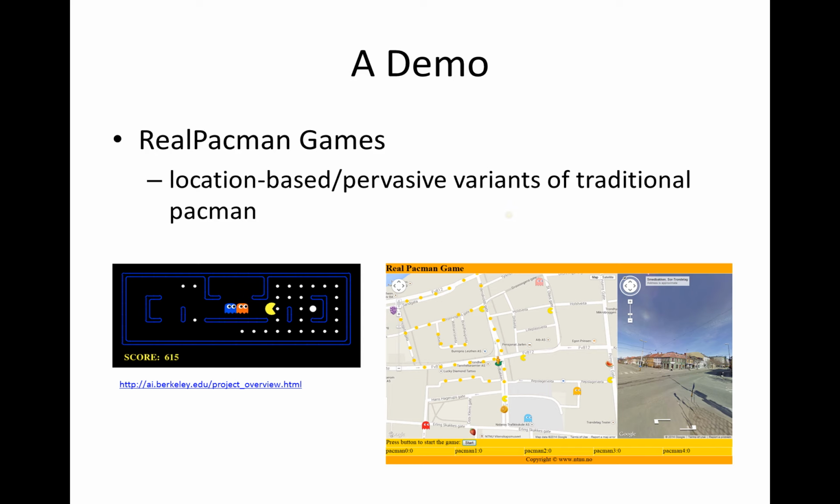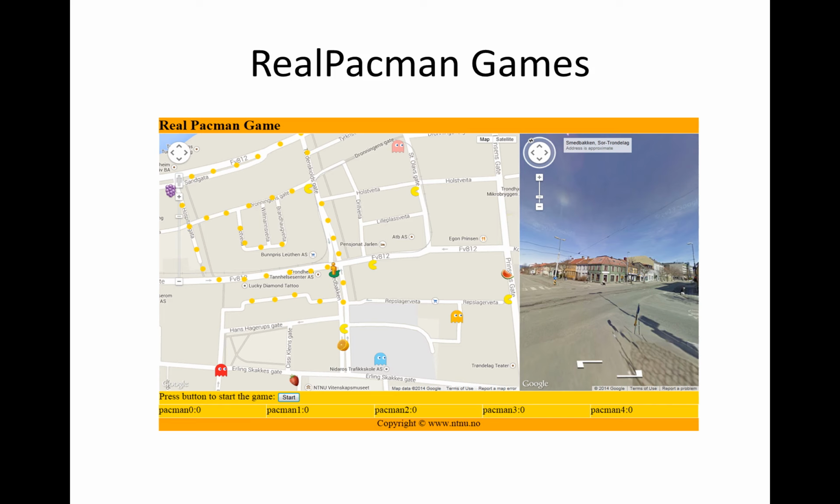In this pervasive version, most of the gameplay is similar to the original Pac-Man game, but the game is played in a maze corresponding to a real area in Trondheim, Norway. The games would provide a map view and a street view with some other information displayed.